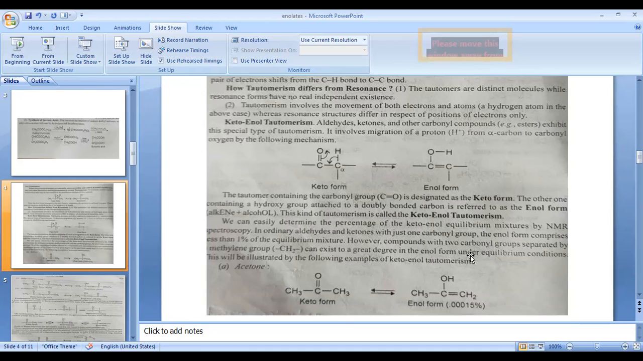These structures are confirmed by NMR spectroscopy, nuclear magnetic resonance spectroscopy.